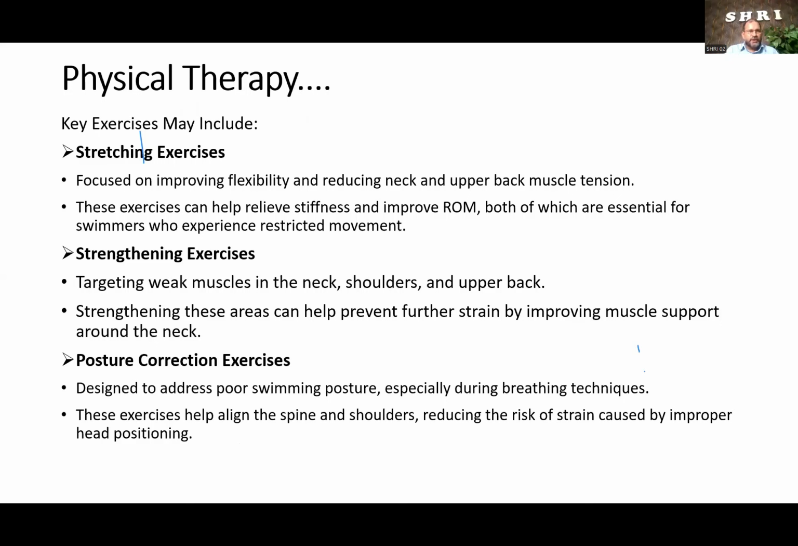So stretching exercises are focused on improving flexibility and reducing neck and upper back muscle tension. Then these stretching exercises can help relieve stiffness and improve range of motion, both of which are essential for swimmers who experience restricted movement. That you all know. Then the strengthening exercises, we have to target the weak muscles in the neck, shoulder, and upper back. And strengthening exercises can help prevent further strain by improving muscle support around the neck. So we always used to give these stretching, strengthening exercises for the muscles in the neck.